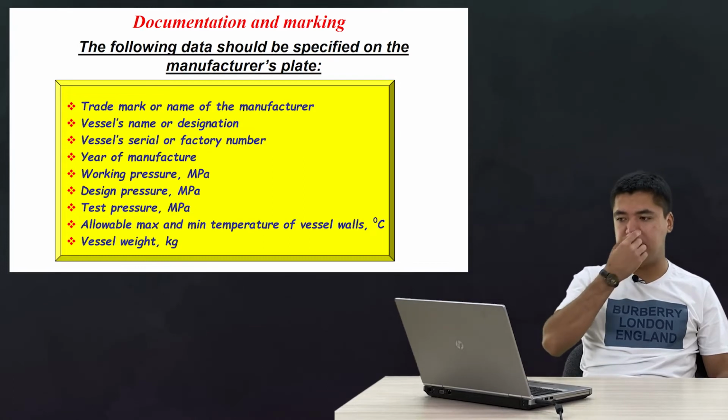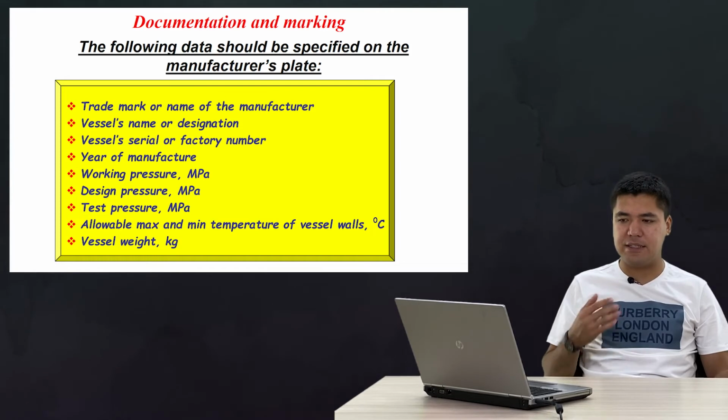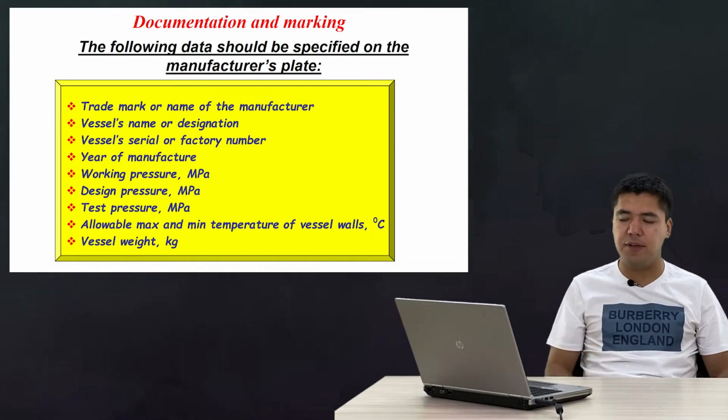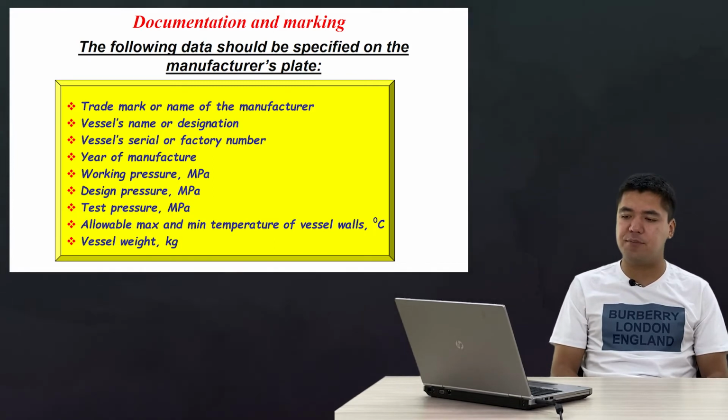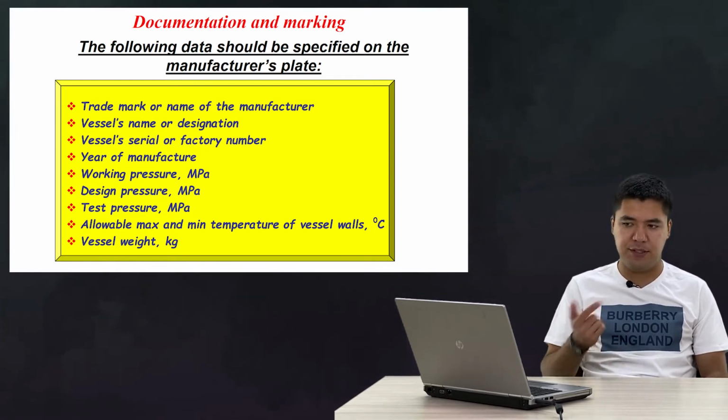And look at the next information. In this slide, you see the sample of the plate. What information shall be included in the plate? The first is the trademark, the second is the vessel's name, then the serial number of the vessel, year of manufacture, working pressure, design pressure, test pressure, allowable maximum and minimum temperature of the vessel's walls, and the last one, vessel weight in kilograms. Kilograms because it is in Kazakhstan.